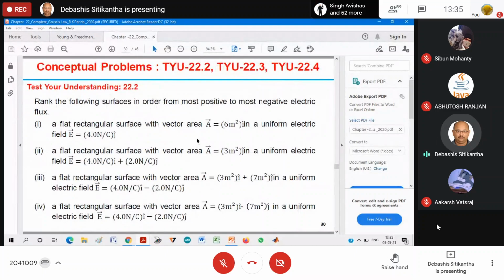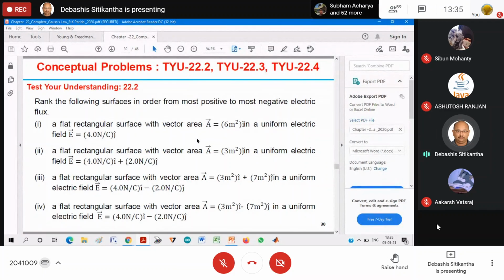Now please go through this question. Test your understanding. This is a conceptual problem. Let us try to solve it. Now the question is, rank the following surfaces in order from most positive to most negative electric flux.